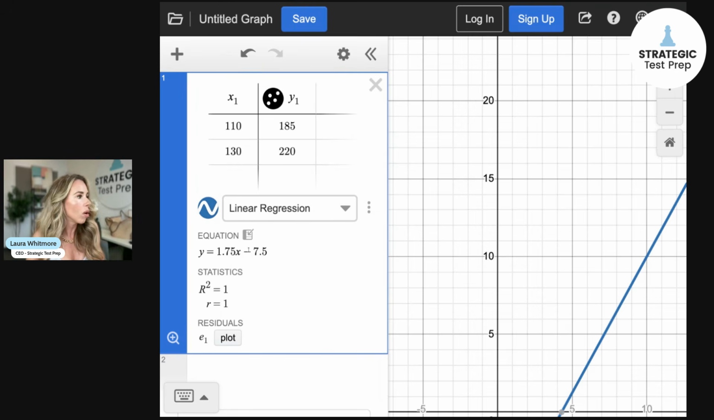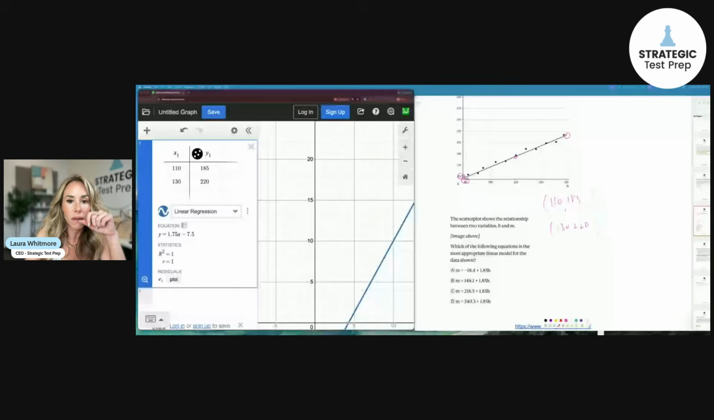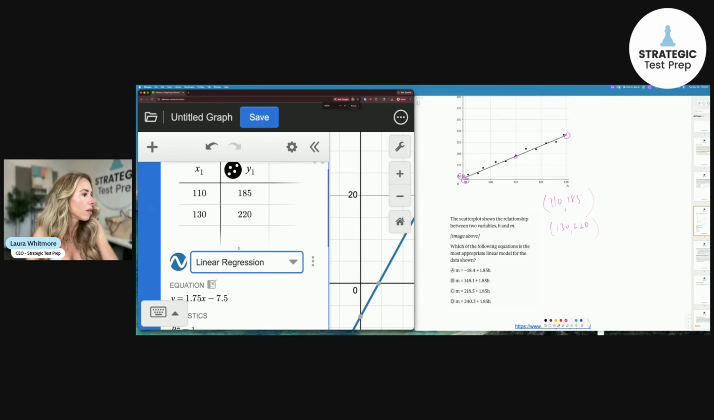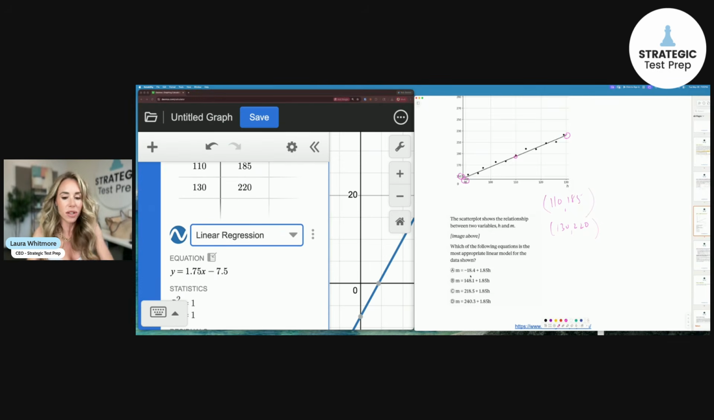So 1.75x minus 0.75, you're not going to see that exactly on the answer choices, but you have to pick the one that's closest. So let me actually show you guys both sides so that you can see everything. Okay. And I'll zoom in here so you can see what the equation was again.